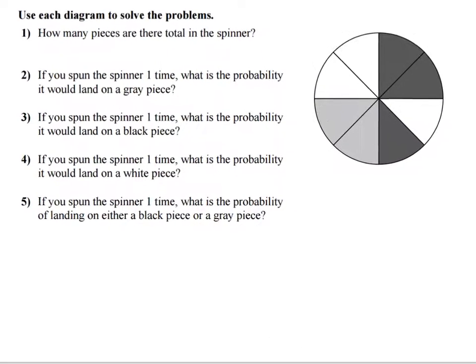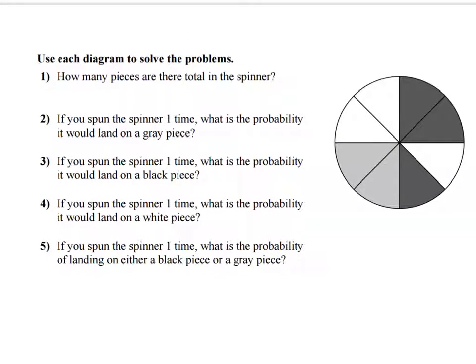Okay, so this is just basic, straightforward one event probability. So how many pieces are there total? We're going to look at these: these are black for the sake of our example, and these two are gray, and these are white. So there's 1, 2, 3, 4, 5, 6, 7, 8. So there's 8 total. Whenever we're doing probability, that's the total outcomes. That's always going to be your bottom number.